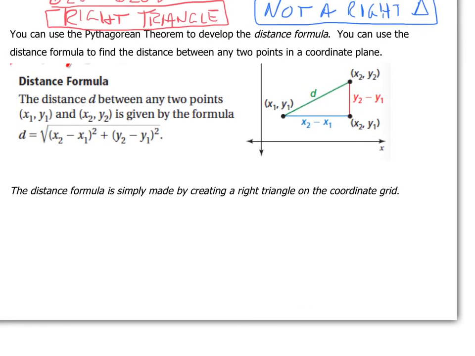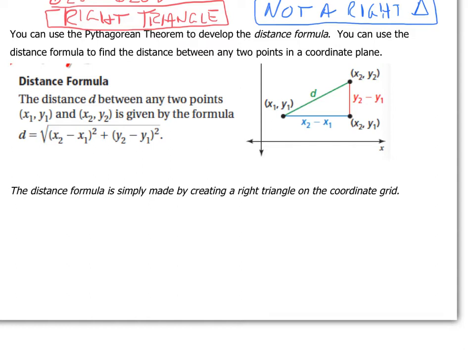We can determine if something is a right triangle if we're given the three sides, just by simply plugging in the formula a squared plus b squared equals c squared, and if the formula works, then we can say that it's a right triangle. The other thing that we're going to talk about in this section is the distance formula.